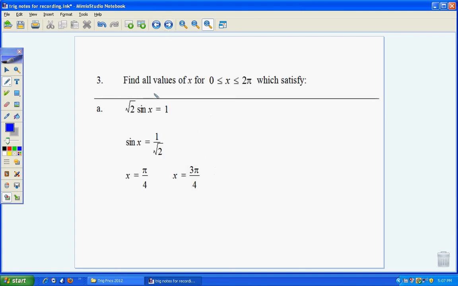In question 3 here, we're looking at some other ones where we've got the values of x between 0 and 2 pi. So our answer is going to be in one rotation, one revolution. So root 2 sine of x is equal to 1. Manipulate it, so we divide by root 2. And again, what quadrant's sine positive in? It's positive in the first and the second.